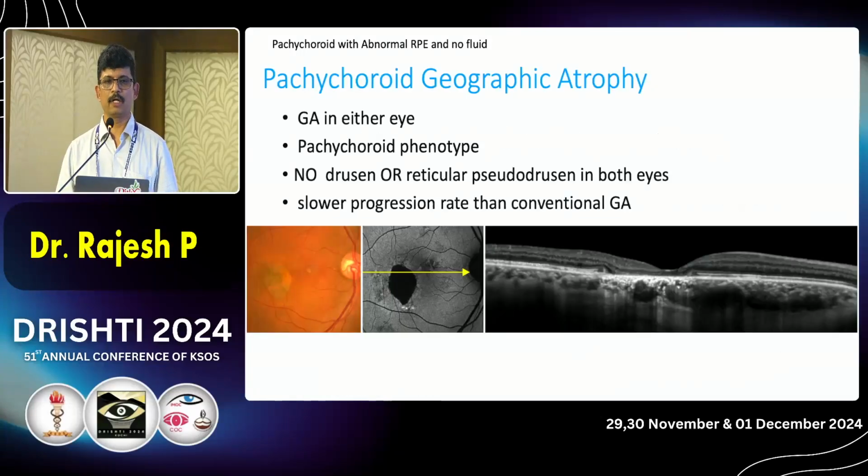Pachychoroid geographic atrophy is where you see a geographic atrophy in a pachychoroid. The importance is that this is seen in the absence of typical drusen or pseudodrusen, which are seen in the neovascular AMD related geographic atrophy. It also has a very slow progression compared to the conventional geographic atrophy.